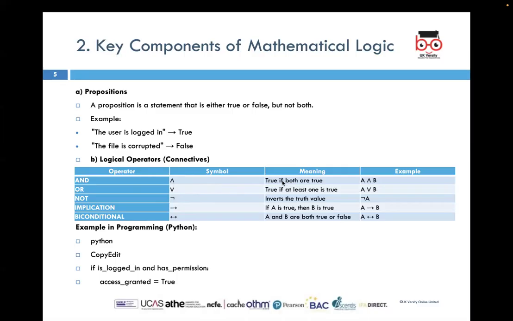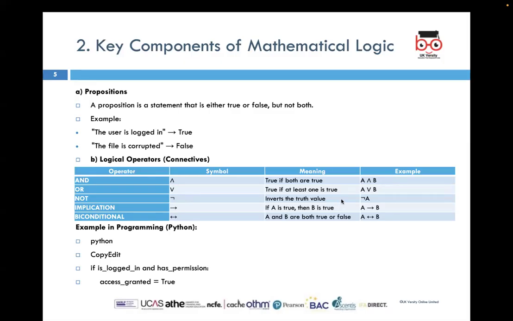Here's the meaning. So and means true if both are true, or means at least one needs to be true, not inverts the truth value. Implication, if A is true, then B is true. And biconditional, A and B are both true or both false. And this is how you notate them, as shown in the example.